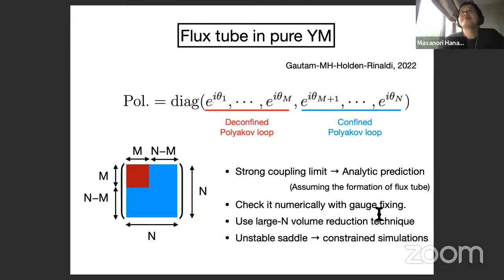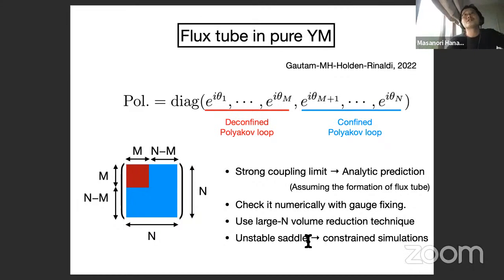At a more technical level, we use the so-called large N volume reduction, or Eguchi-Kawai equivalence, to make the simulation easier. In this specific case, this intermediate phase is actually an unstable saddle, so we introduce some constraint to make that unstable saddle stable in the simulation.